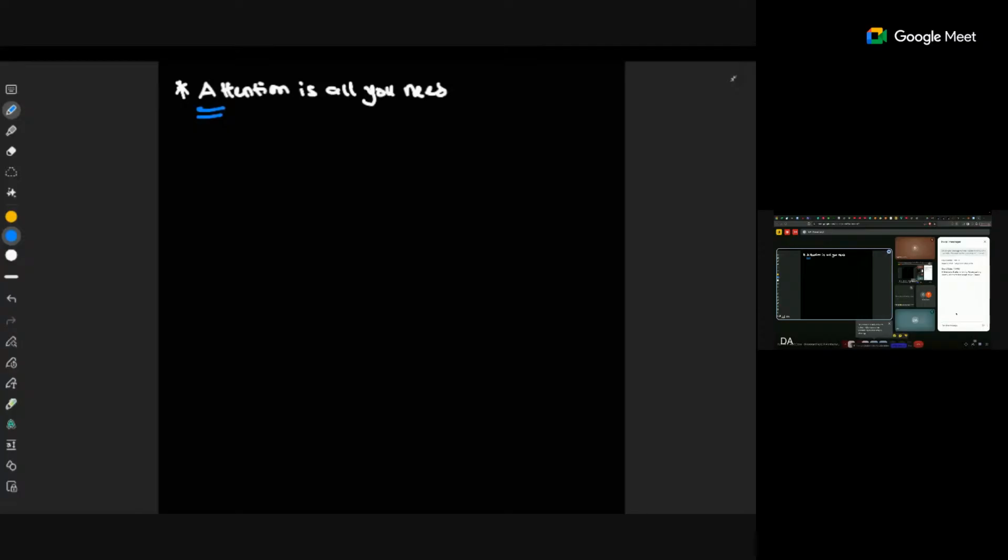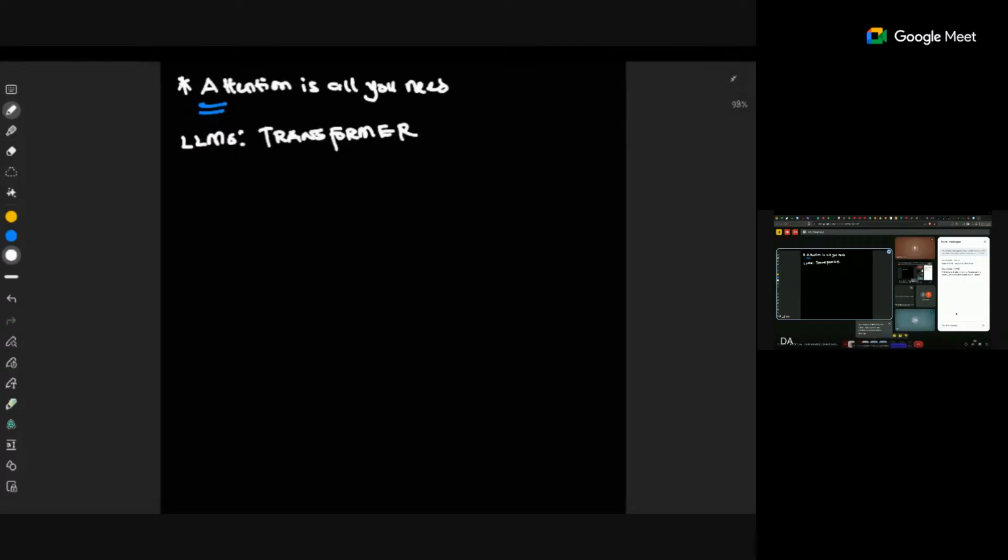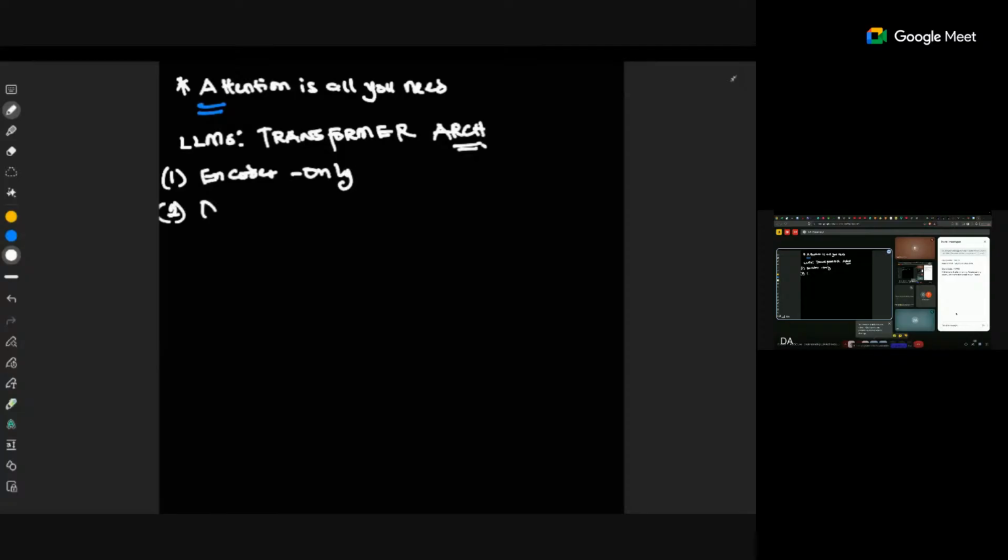Now we've dealt with a bit of the past, let's come to the present, and we'll be talking about LLMs, specifically transformer architecture. I've already established that when we talk about LLM architecture, all LLMs belong to the same family and share the same architecture, which is the transformer architecture. Now, even within the transformer architecture, we have subfamilies. We have encoder only, we have decoder only, and then we have encoder decoder.